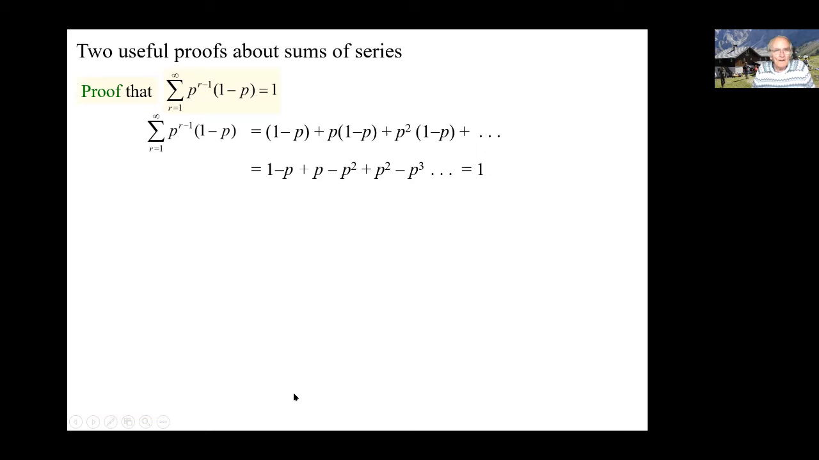So how did that infinite sum come out so simply? Well, here are two useful rules about the sums of series. The sum of an infinite series of numbers p to the r minus 1 times 1 minus p, where r goes from 1 to infinity, is simply 1. How can that be? Well, just write out the terms. For r equals 1, this is p to the naught, which is 1, so we just have 1 minus p. For r equals 2, we have p times 1 minus p. For r equals 3, we have p squared times 1 minus p. Multiply out these brackets and you get 1 minus p plus p minus p squared plus p squared. It's pretty obvious that these all cancel each other out, so the answer is just 1.